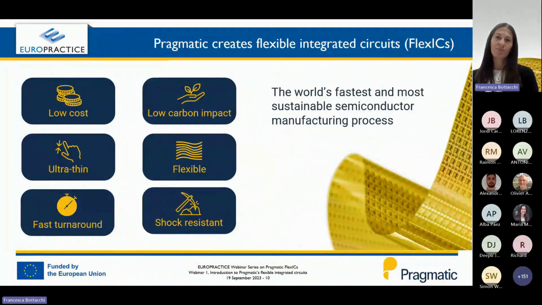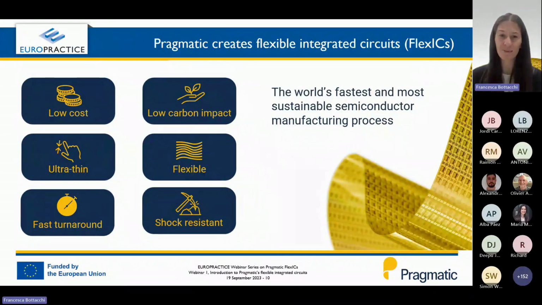So at Pragmatic, we make flexible integrated circuits. And this technology has 6 main advantages, I would say. First of all, it's low cost. It's inherently low cost because of the materials that we are using. It's non-silicon based, so there's no silicon anywhere in the process. Because of the material we use and because of the process that we use, it's inherently low cost. And because of the process we use, it also has a low carbon impact. So it's a more sustainable manufacturing process.